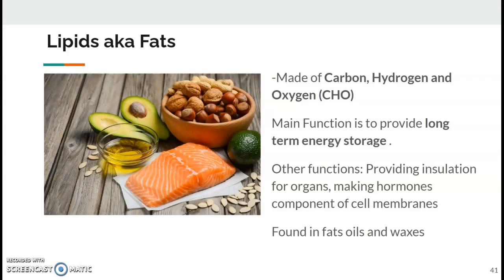Lipids, also known as fats, are made up of carbon, hydrogen, and oxygen, right? Their main function is to provide long-term energy storage. Other functions are providing insulation for organs, making hormones, and making components of the cell membranes, which we'll talk about a little bit later. They're found in fats, oils, and waxes.